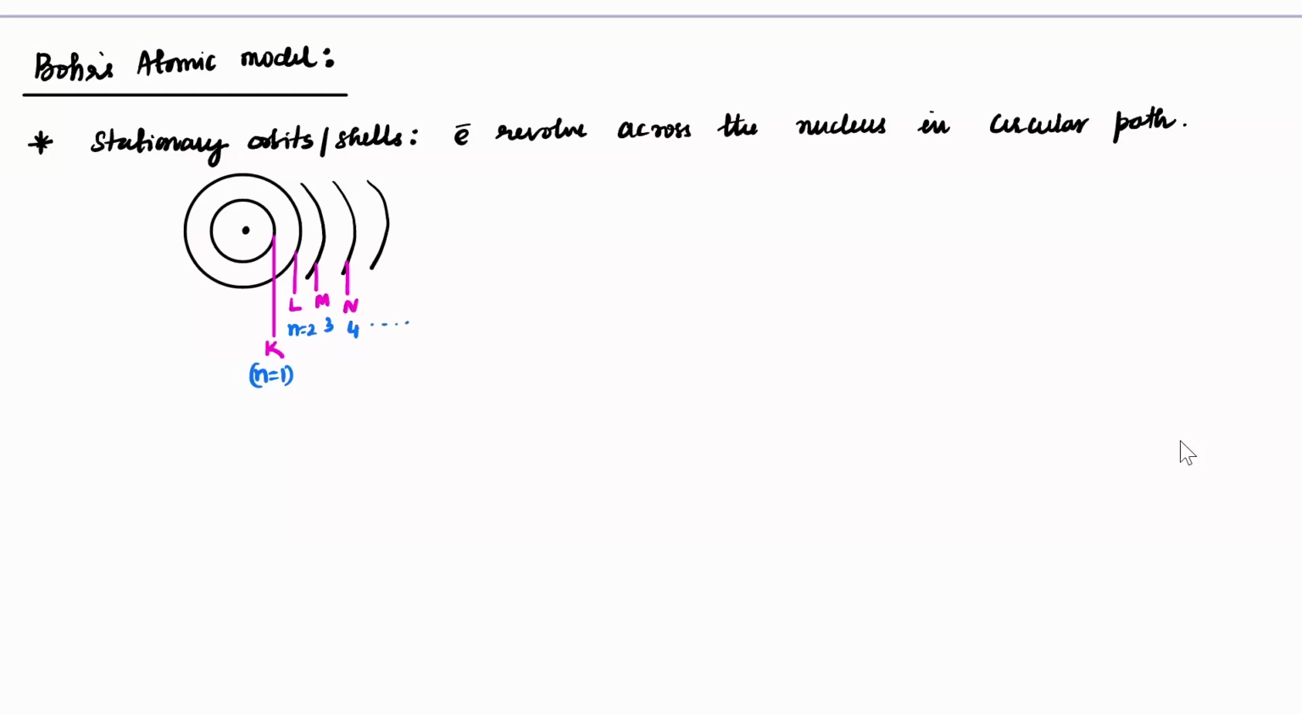And he believes that an electron will always rotate in a particular orbit only. It will not be found anywhere in the space between the two orbits. It will be either this or that. Which means the position of the electron is also quantized. Quantized means fixed value. Got it?